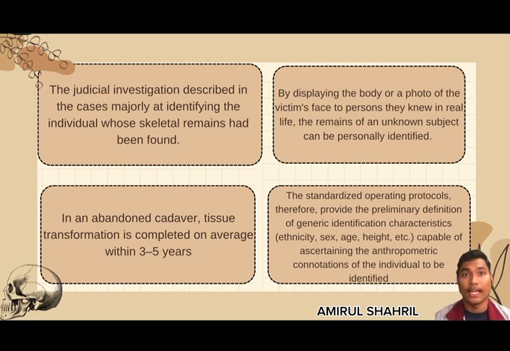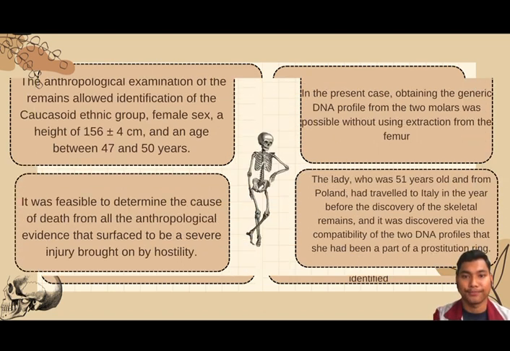such as in an abandoned cadaver, where tissue transformation is complete on average within 3 to 5 years, based on the bones. Hence, the standardized operating protocols provide the preliminary definitions of generic identification characteristics such as ethnicity, sex, age, height, and so on. It is also capable of ascertaining the anthropometric connotations of the individual to be identified.